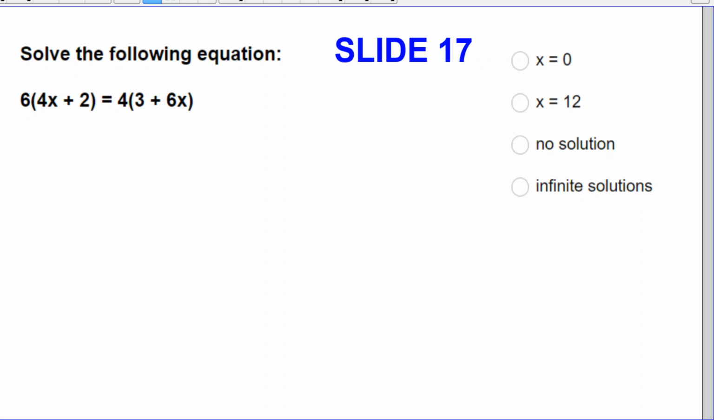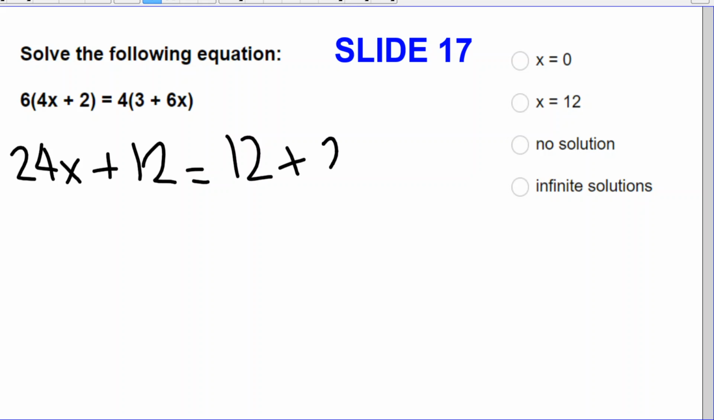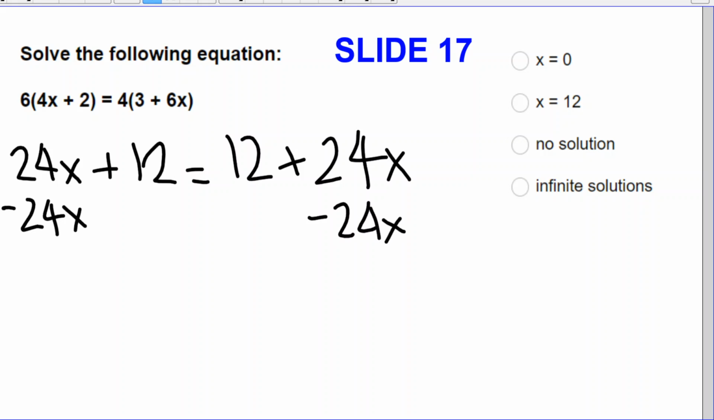So probably as that was given, and notice the answer choices here, that's probably what's going to happen on this question. So let's just look. 6 times 4x is 24x. 6 times 2 is 12. And on the other side, 4 times 3 is 12. And 4 times 6x is 24x. So if I take away 24x from both sides, notice they're actually the same here. 24x, 24x. So these both cancel. I get 12 equals 12. Does 12 equal 12? Yes.